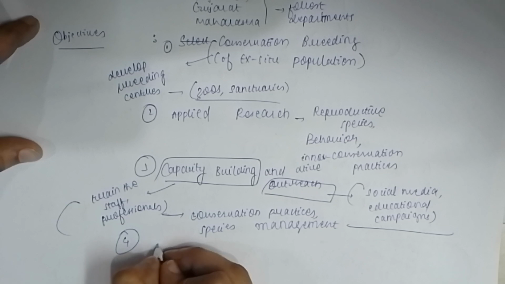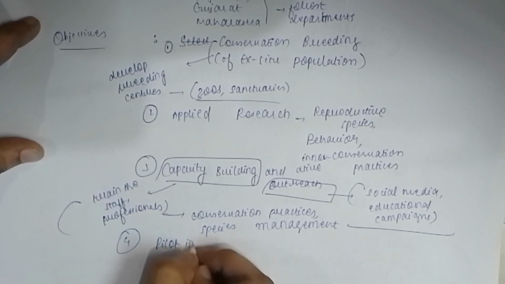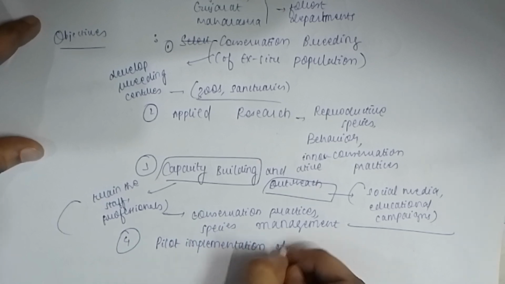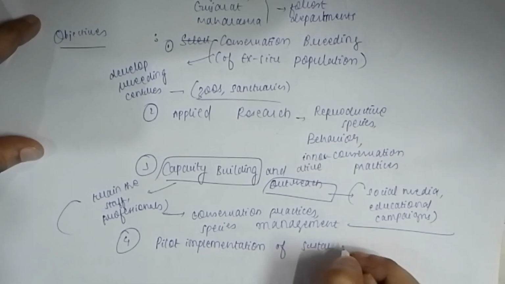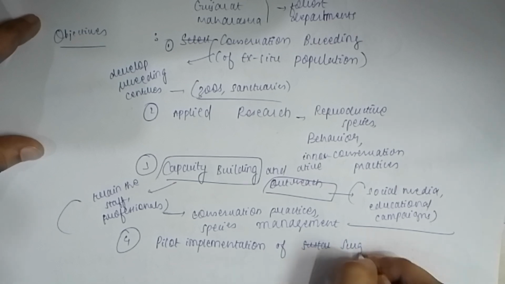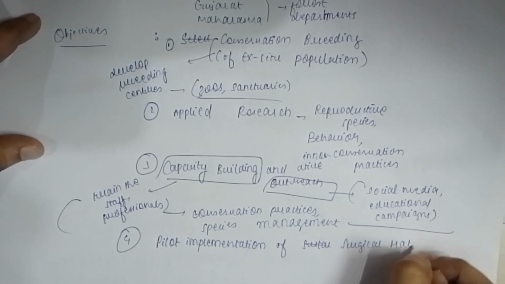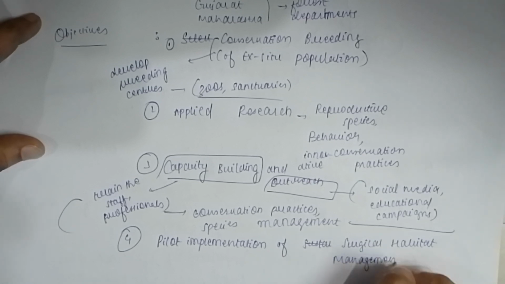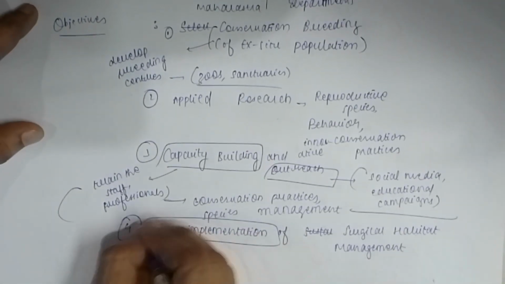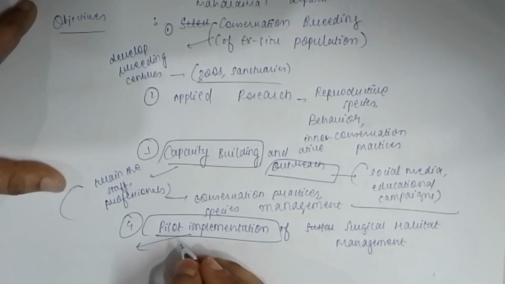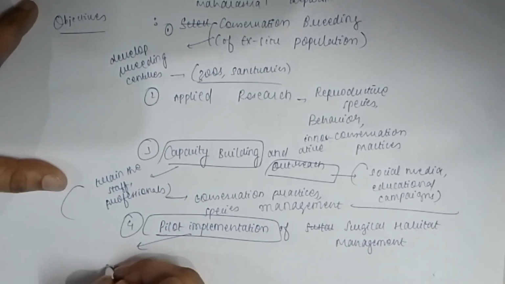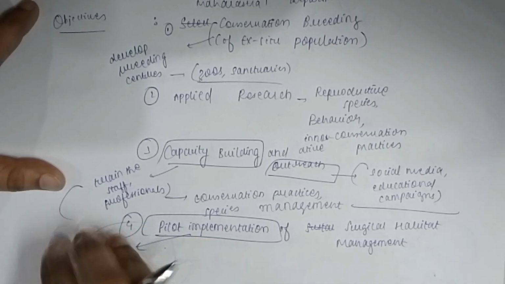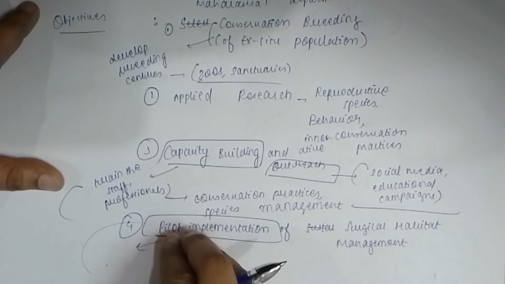And then with regards to pilot implementation of surgical habitat management. When you say pilot implementation, it means you try to experiment in a smaller area, and if you feel that it is working in the smaller areas, you try to implement it over larger areas. In general, pilot implementation means that.